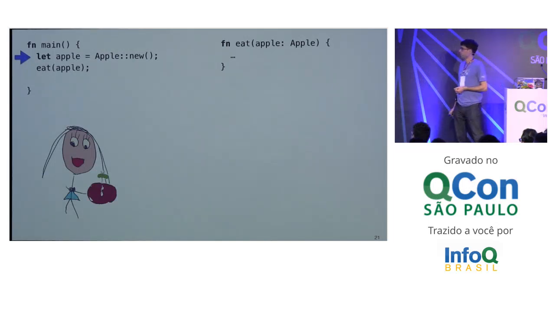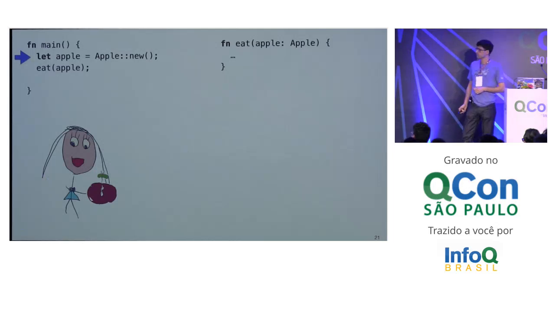And at this point, only one person has access to this apple, right? The main function, or one function, I guess, because it just made it. It's fresh. Nobody else knows about it yet, right? And so we say in Rust then that this function owns the apple. It has unique access to it.